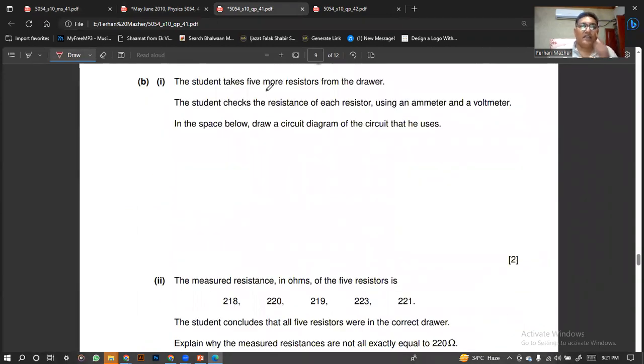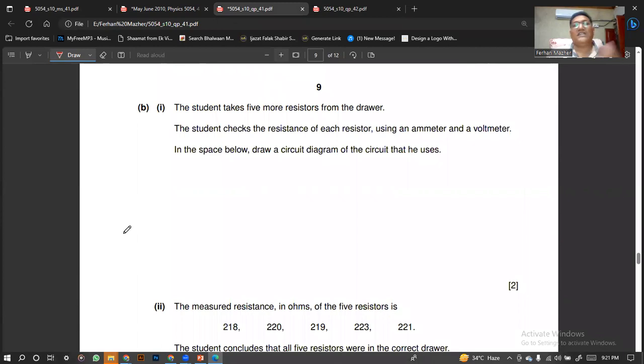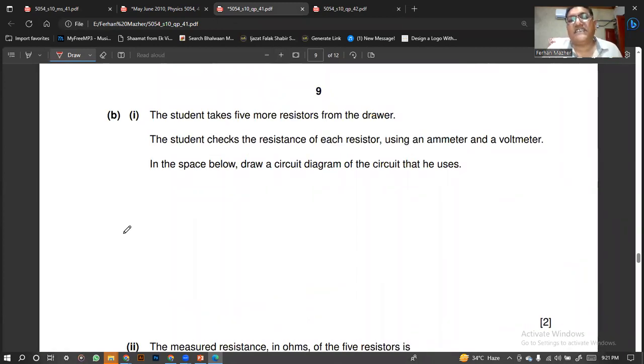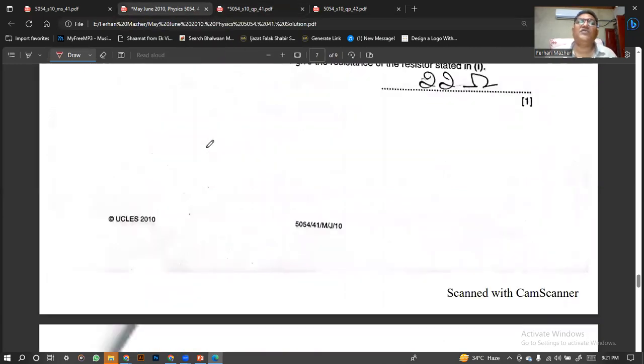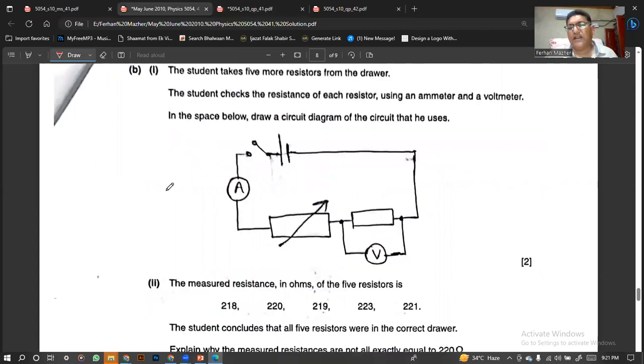He says the student takes 5 more resistors from the drawer. The student checks the resistance of each resistor using an ammeter and a voltmeter. In the space below, draw a circuit diagram of the circuit that he uses. So if you want to find out the resistors, you need to know the voltage drop across that resistor, and you need to know the current flowing through that resistor. Divide the voltage with the current, and that will give you the resistance.